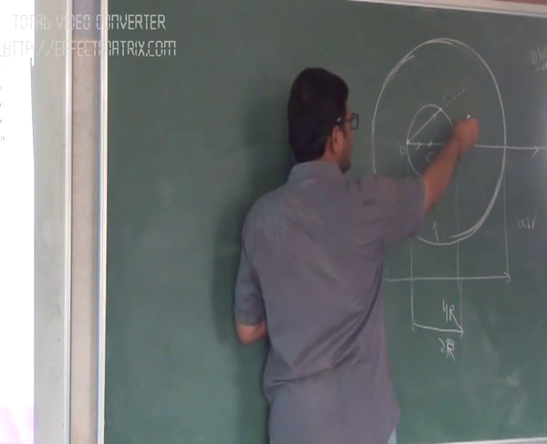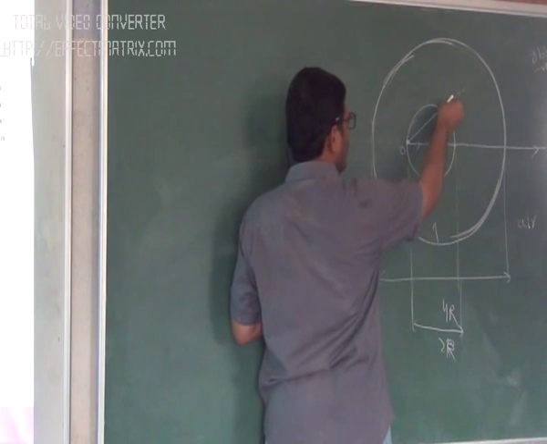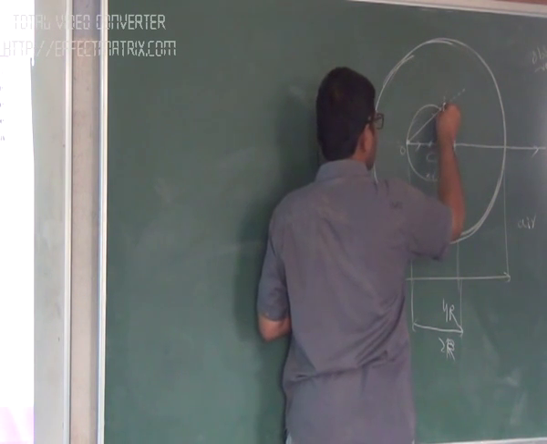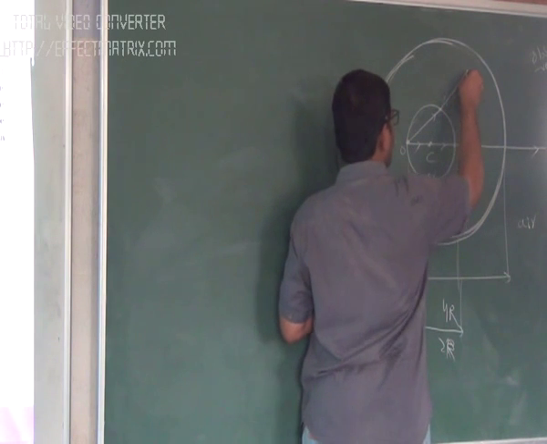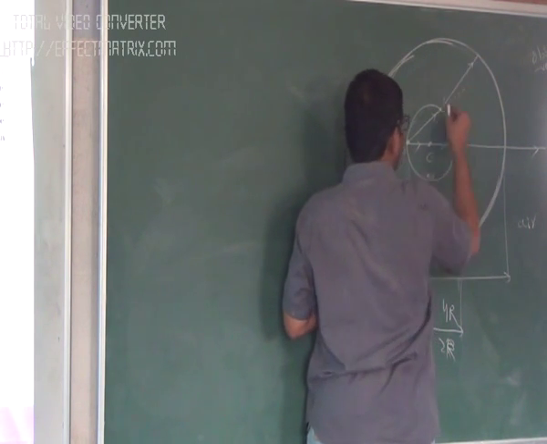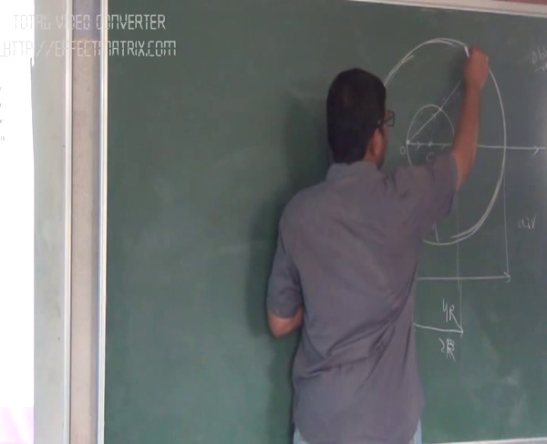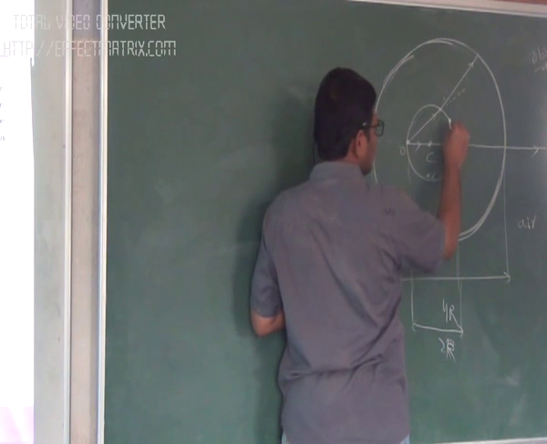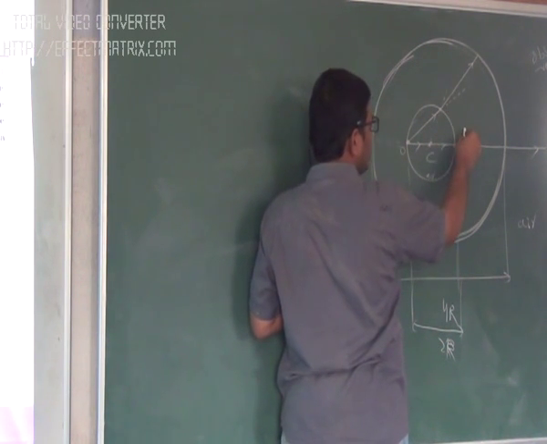But it is denser compared to this, so will it move towards the normal or away from the normal? Towards the normal. It will go like this. Means, if the observer is in this medium, what will he see? The refracted ray. This is the surface now. Yes, this is the interface between this medium and this medium.